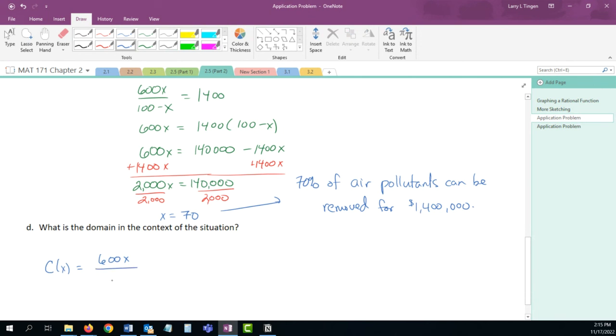All right, 600x over 100 minus x. Now, for this function, this cost function, if I actually wanted to find the domain of this algebraic function, I would do what? Does x live under an even root? Does x live in the denominator? There's no roots, but x is in the denominator. So I need to take the denominator, set it equal to 0, solve, and that gets tossed out. So what's my domain? Everything but 100, right? 100 causes division by 0, so everything but 100 is great.